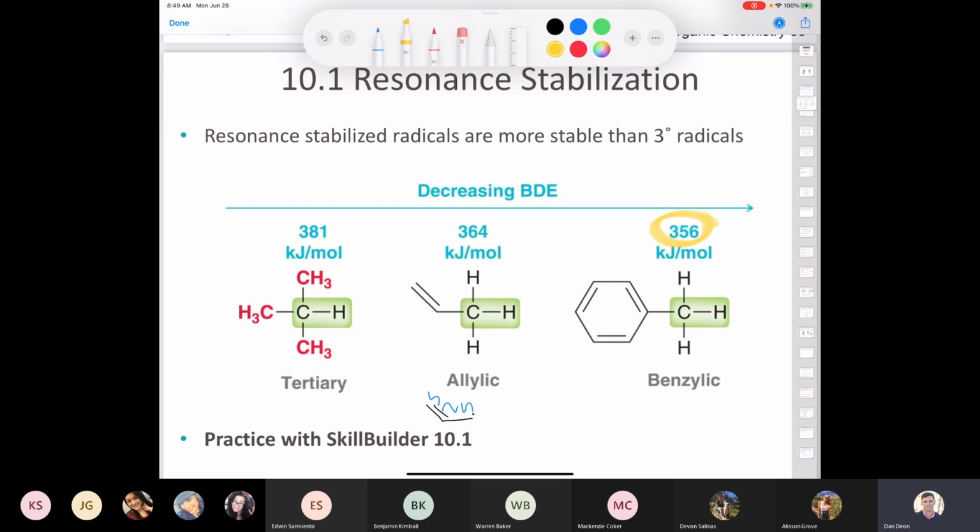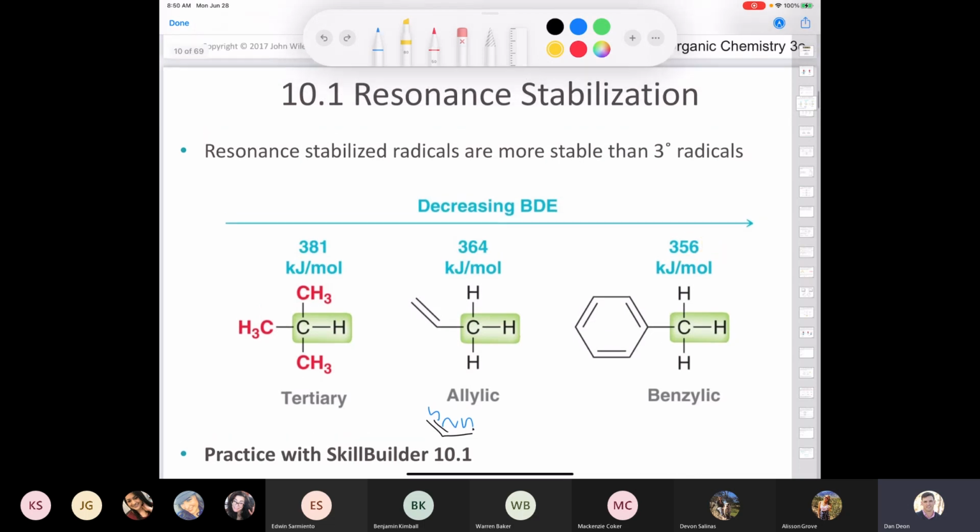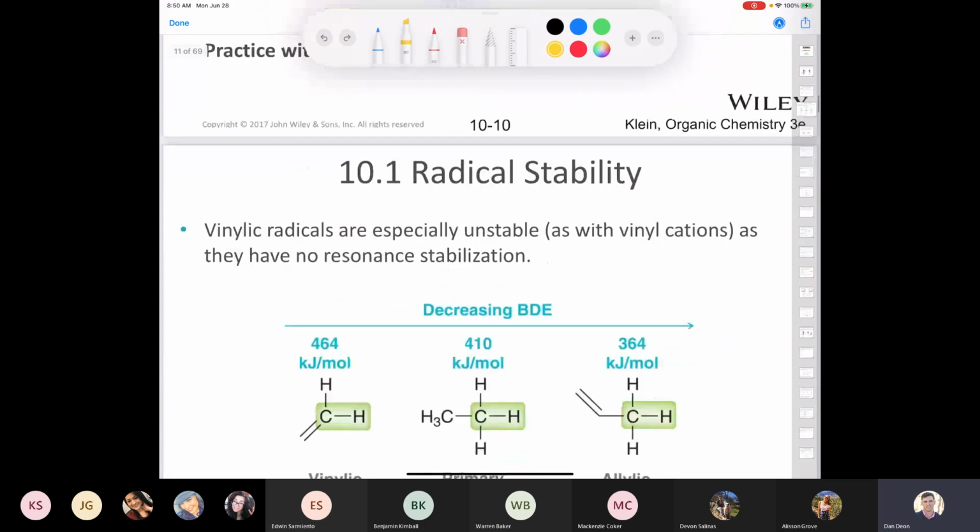I'm not going to ask you to memorize these numbers or anything like that. It's more understanding the trend. What's the trend? The more resonance stabilized the radical is, the weaker the bond is. That's about it.